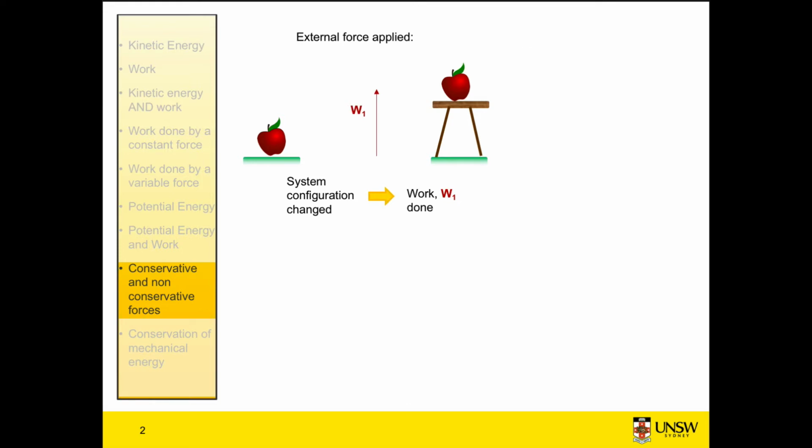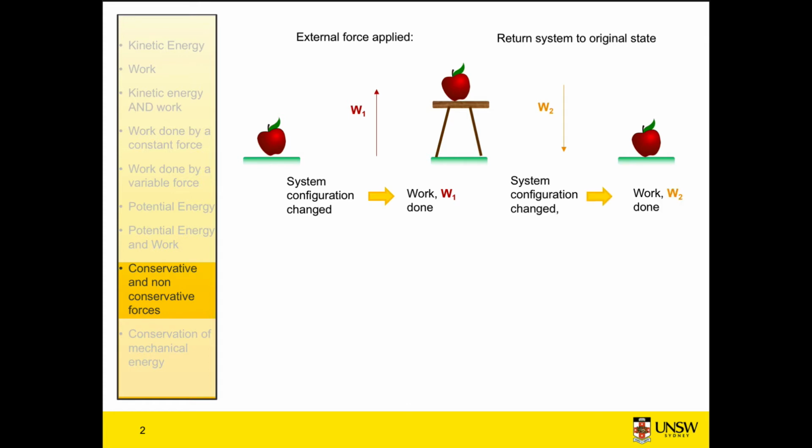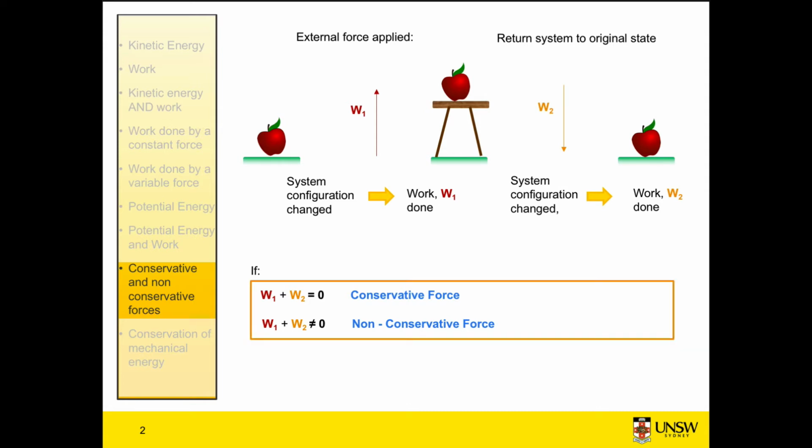And if we are now to return the system to its original state, so say for example by accidentally knocking the apple off the table and back onto the floor, then once again we've changed the system configuration, and so once again work must have been done. So we have two options now. Either the work done in both cases is equal and opposite, so W1 plus W2 equals 0, and in this case the system has been acted on by what we call a conservative force. The other option is obviously that W1 plus W2 is not equal to 0, and in this case a non-conservative force has acted on the system.